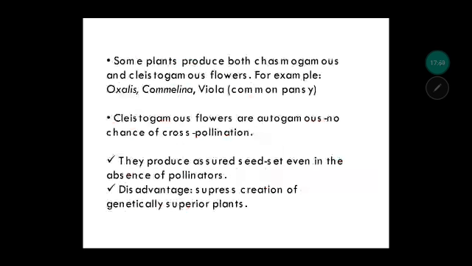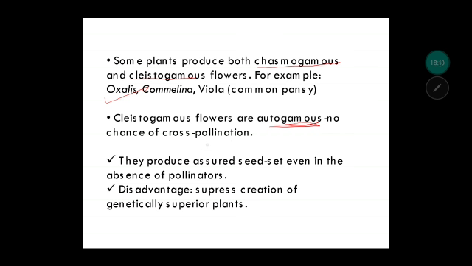Some plants produce both types of flowers, chasmogamous and clistogamous. So you should learn the examples: oxalis, commelina, viola, which is common pansy. And these clistogamous flowers are autogamous. Autogamous means no chance of cross-pollination.